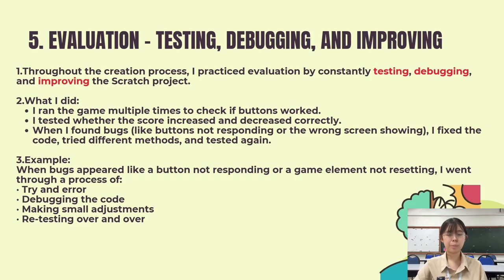One example is when a bug appeared like a button not responding or a game element not resetting. I went through a process of trial and error, debugging the code, making small adjustments, and retesting over and over. This trial and error process helped me improve the project's quality and make it more user-friendly.